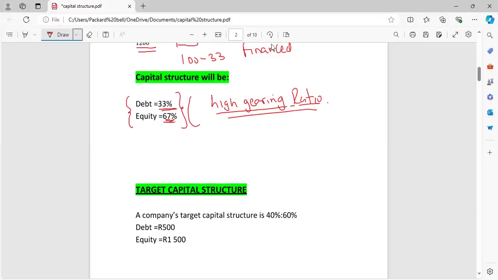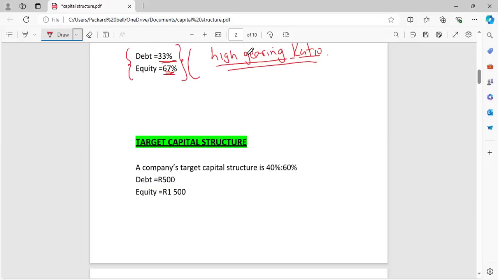Right. So let's look at capital structure target. As a management accountant, you should have a target capital structure for the business, right? So the target capital structure is what you expect should be the capital structure. What do you expect should be the capital structure? That one is going to be the target capital structure.